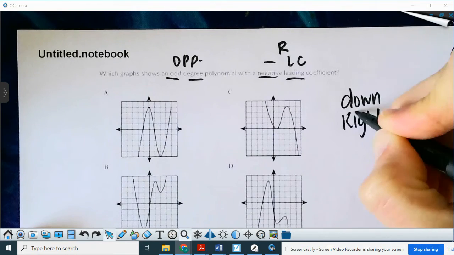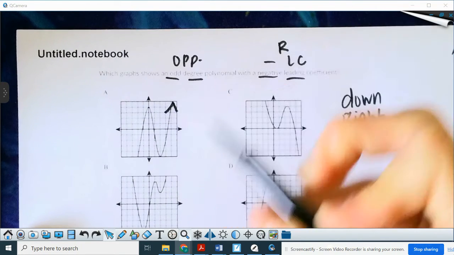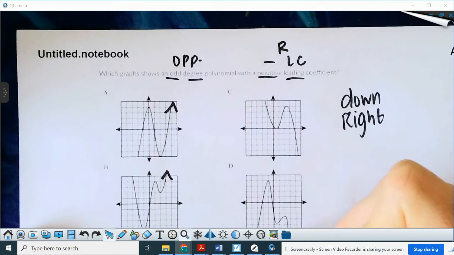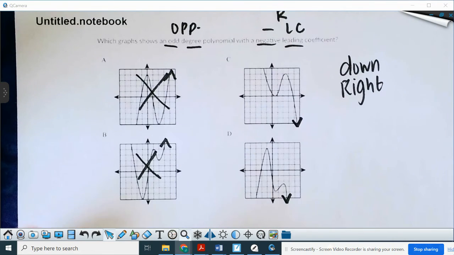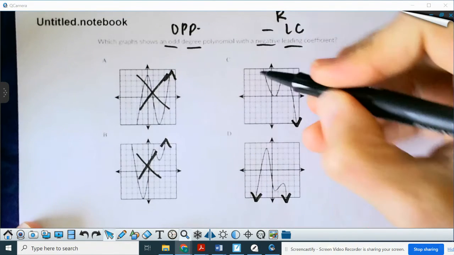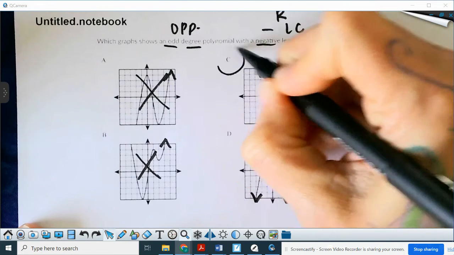So if we're looking at these, this one's going up to the right, this one's going up to the right, this is going down, and this is going down to the right-hand side. So we can get rid of these two. Odd degree lets you know that it's opposite. Both of these are going down. This is going up, so our answer should be C.